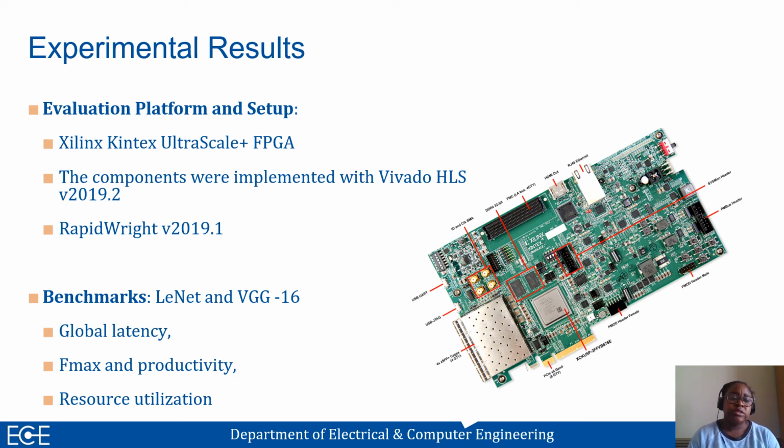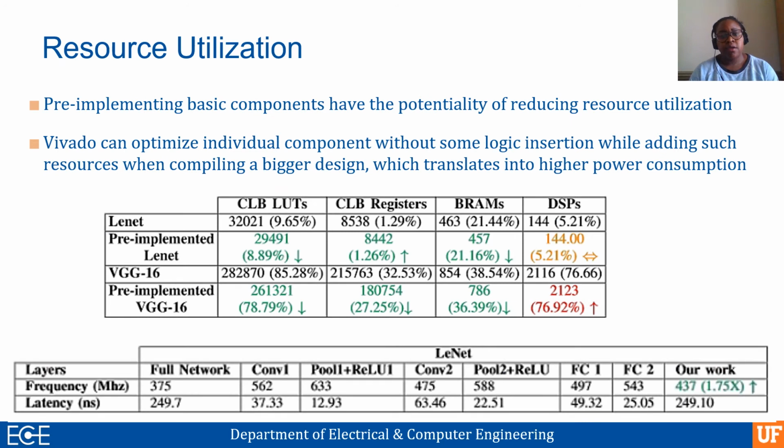Now we're going to present some experimental results that have been obtained using our proposed design flow. For the evaluation platform, we use a Xilinx Intel C plus FPGA. The components were implemented with Vivado HLS 2019.2 and RapidWire 2019.1. For benchmarks, we use LeNet and VGG16. In those experiments, we want to measure the latency, the maximum frequency, and productivity. Finally, the resource utilization. The first table presents the resource utilization of our two benchmarks.